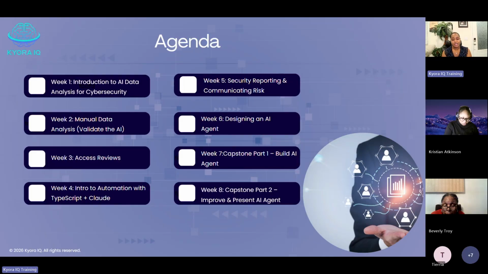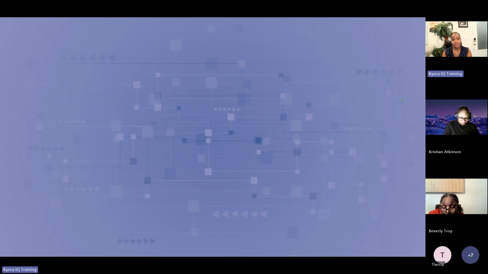Week three will have access reviews and more AI practice. Week four, we'll do an intro to automation with TypeScript and Claude. Week five, we'll do security reporting and communicating of risk using AI. Week six, we'll actually be designing an AI agent. Week seven, we'll do a capstone, part one to build the AI. And then week eight, I'm going to have you present and improve on your AI agent. So you will be building agents by the end of the 8 weeks.